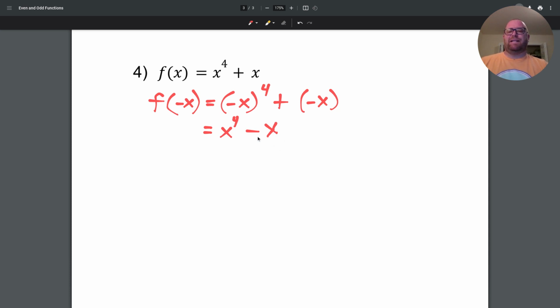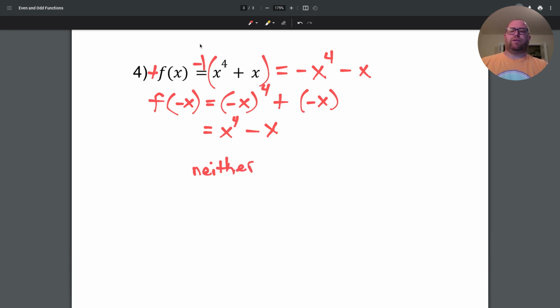So it's not even. Now f of negative x, if we multiply this by negative 1, we have to multiply all of this by negative 1. So we'd get negative x to the 4th, negative 1 times x to the 4th, minus x. So these are not the same. It's not odd, so it's neither.